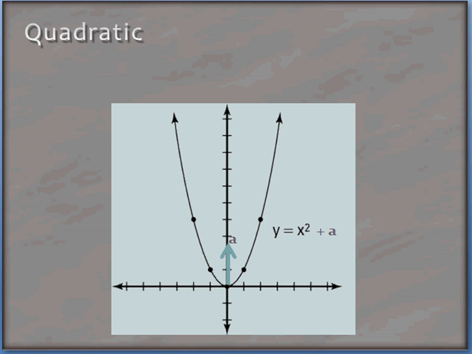We can shift the vertex around. For example, if we add a constant to the function x squared, then the vertex is shifted in an upward direction by the value of the constant. So x squared plus a has a vertex at x equal to 0, y equal to a. If we add parentheses around the x and subtract or add a constant to the x within the parentheses, we can also shift the parabola in a horizontal direction. We can see that if we subtract b, for example, we will add b to the x value of the vertex.